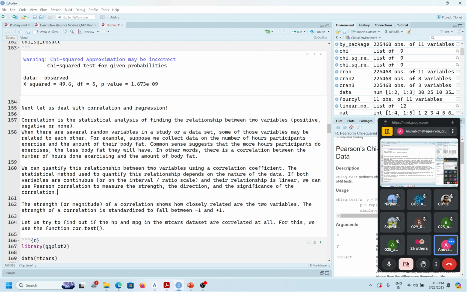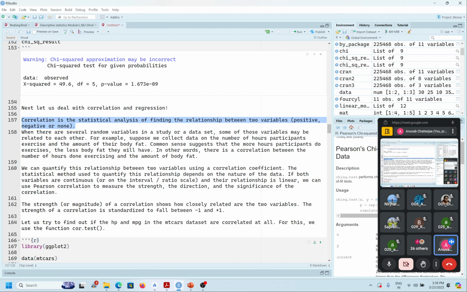For example, the marks that you are getting in maths versus the amount of homework you have done, is there a relationship between these two? Or is there a relationship between the amount of hours you exercise versus how much weight you are losing? Is there a relationship between the diet that you are following and your weight overall? All of these are relationships you are trying to find out between two data sets, and you use correlation to find it out. So correlation is the statistical analysis of finding a relationship between two variables.